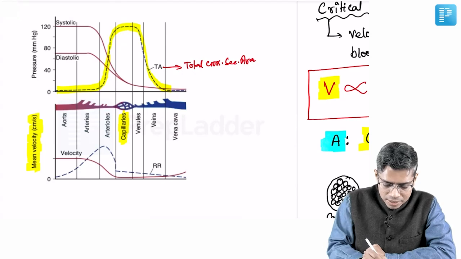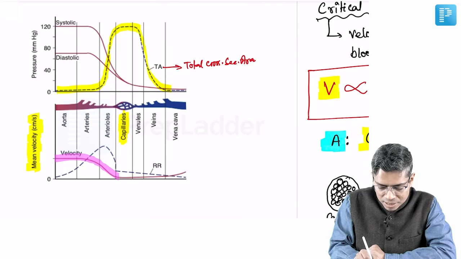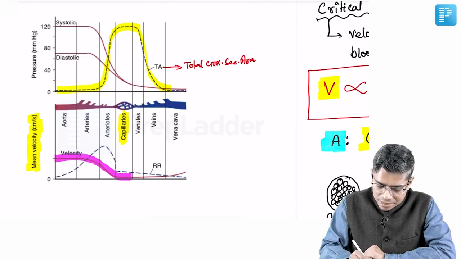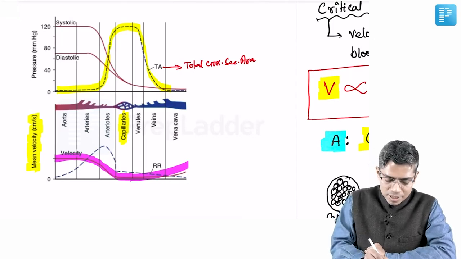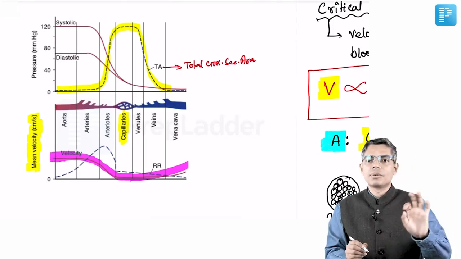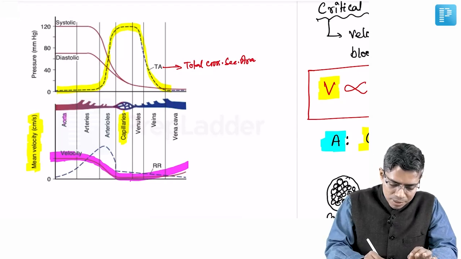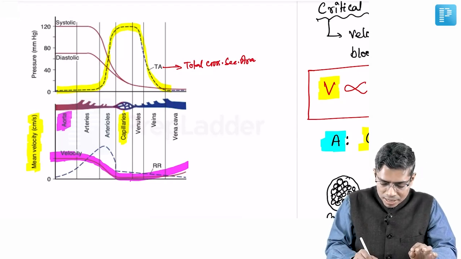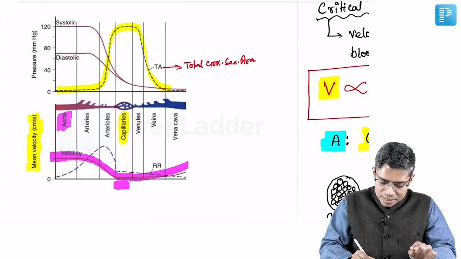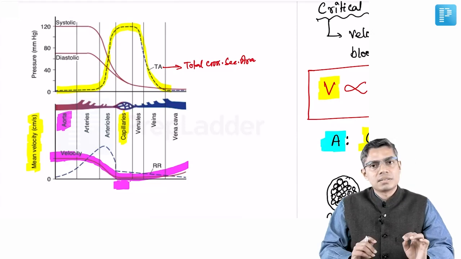So again I am highlighting. Velocity of blood flow is very high at the level of the aorta, then it reduces to a minimum at the level of the capillary, and then it rises again towards the venous system, but that rise is never equal to the aortic blood flow velocity. So blood flow velocity is maximum at the aorta and minimum at the capillary, but it rises towards the venous system.